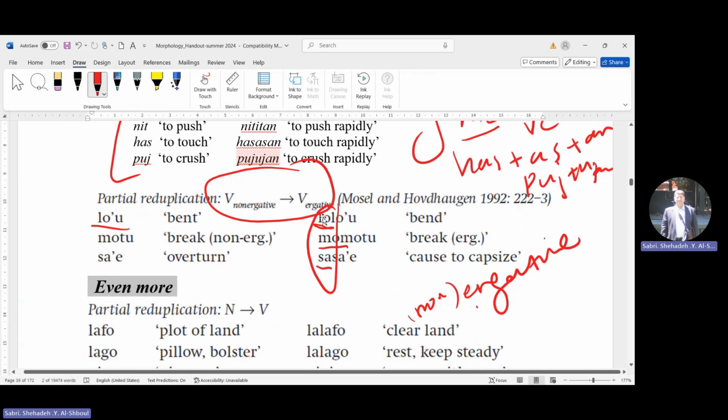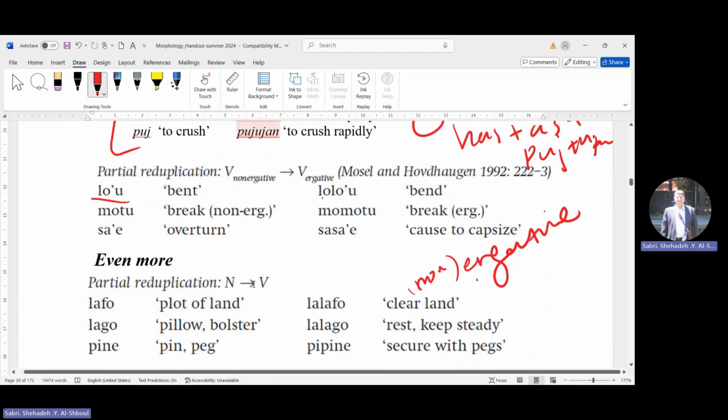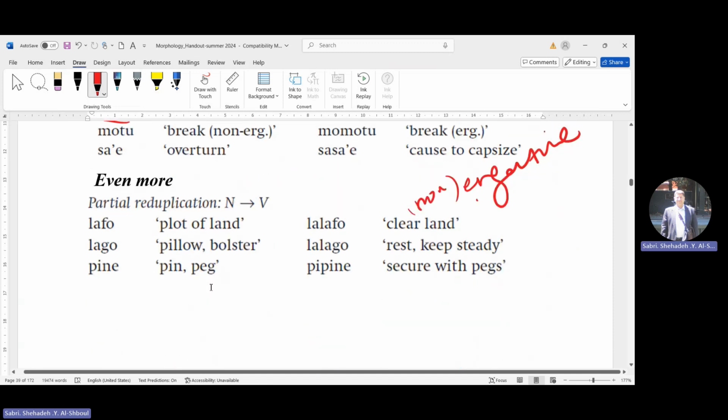Before moving to the next example, I just want to read the data so that things become clear. Lu'u, bent; lulu'u, bent. Motu, break, which is non-ergative. Mumutu, break, which is ergative. Sa'i, overturn; sasa'i, which is cause to capsize. Let's move now to the next example.